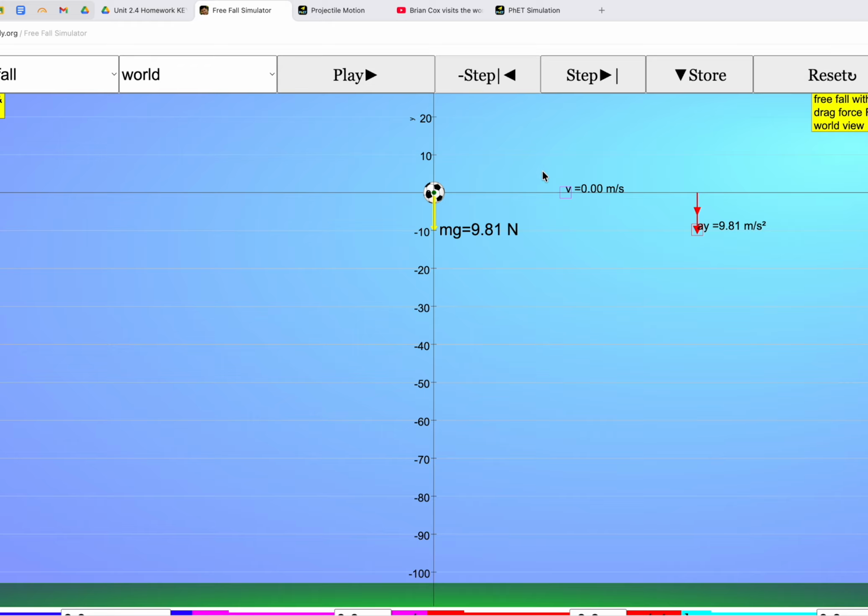What I want you to do is, as the ball drops, look at this velocity here and see if the arrow grows bigger, smaller, or stays the same. I'll let you take a guess now. What happens to velocity as we drop the ball? Great, let's do it.